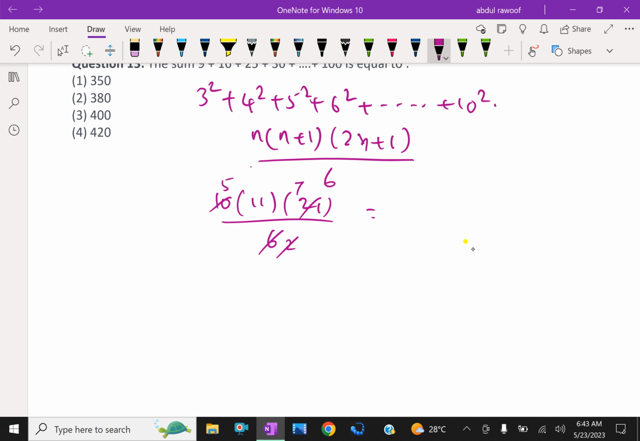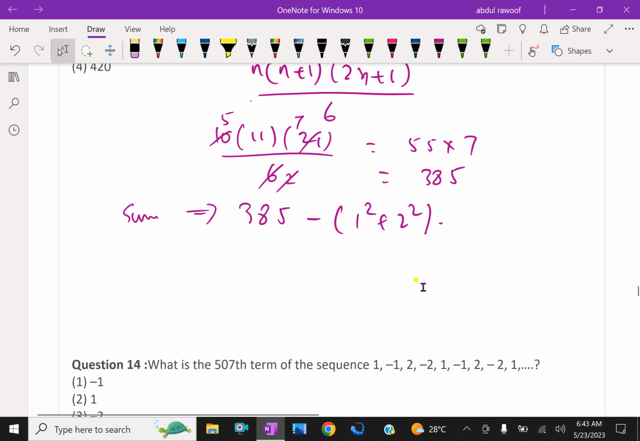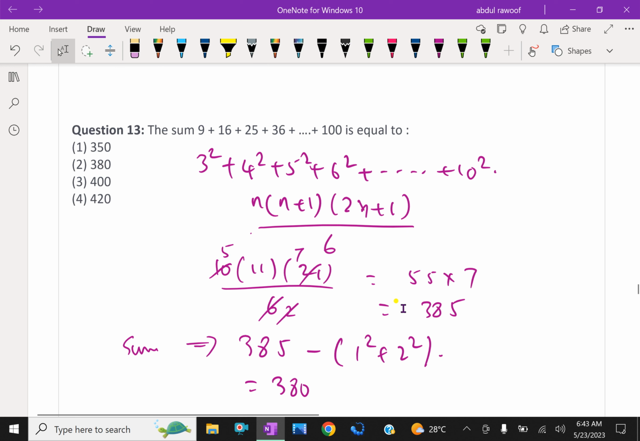Cutting, 2 threes are 6, then 7 threes are 21, cutting 5. So 55 into 7 is 385. Therefore, our sum is 385 minus 1 square plus 2 square. 1 square is 1, 2 square is 4, so 5 is subtracted. Therefore, 380. 380 is our option.